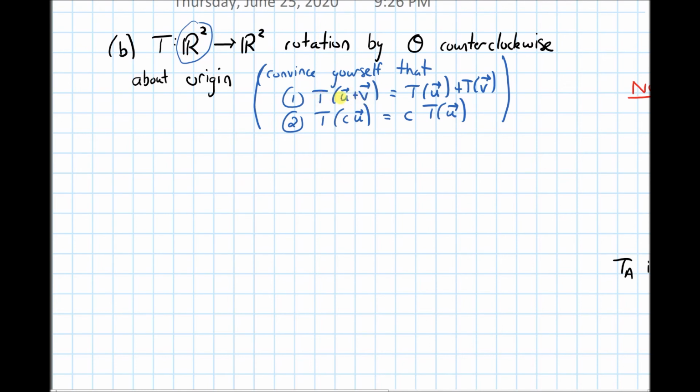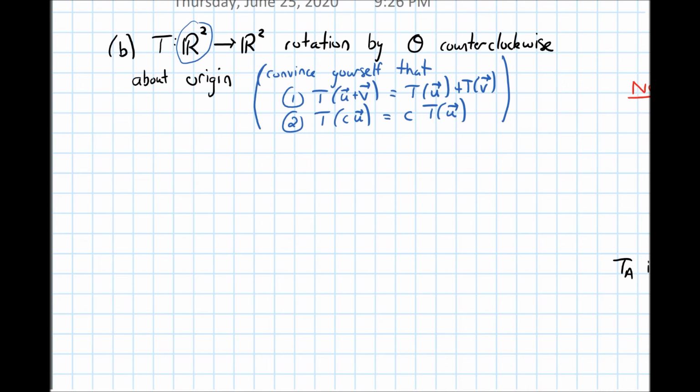So T of U plus V is talking about if you had two vectors and you add them together, and then you rotate that by theta. Well, that's the same thing as first rotating U by theta counterclockwise, rotating V by theta counterclockwise, and then adding those vectors together. So I'd encourage you guys to think about that and convince yourself why that's the case.